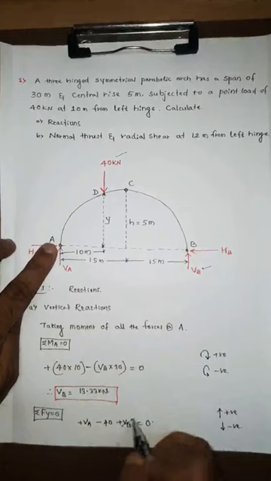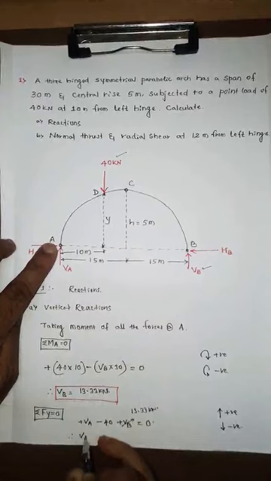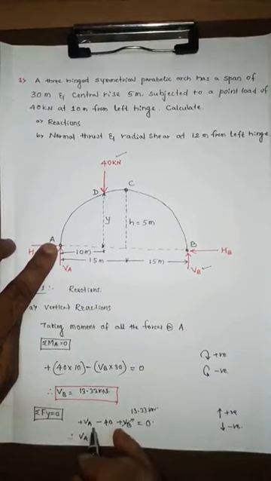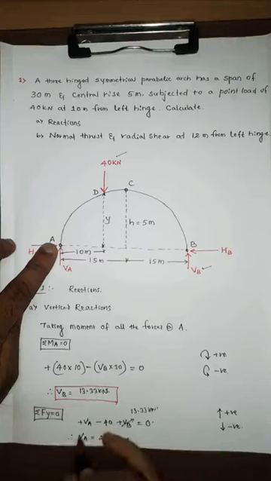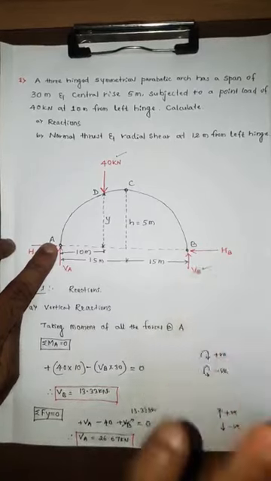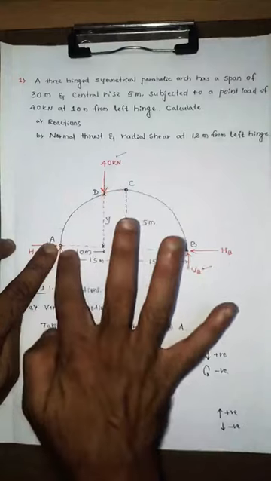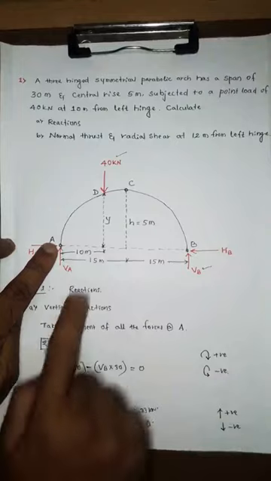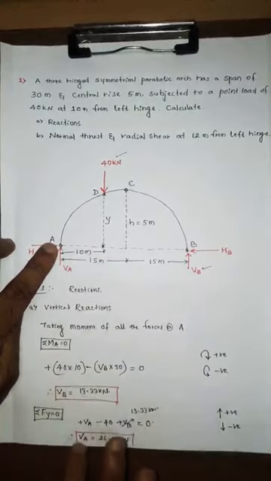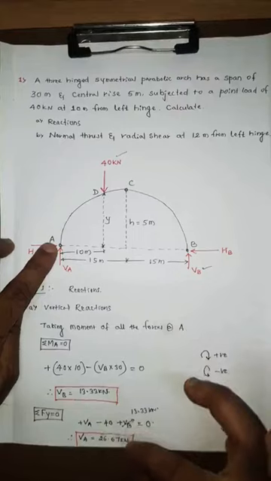Now VB is already known. This is 13.33 kilonewton. So from this equation, we can get VA is equal to 26.67 kilonewton. So this is what the vertical reactions. So remember, when you are finding out the vertical reactions, we have to consider the total arch. So total arch you can consider and use the equations. One summation moment about any one support is equal to 0, then summation Fy is equal to 0. You can find out VA and VB.